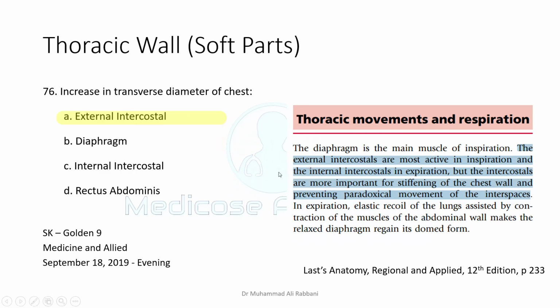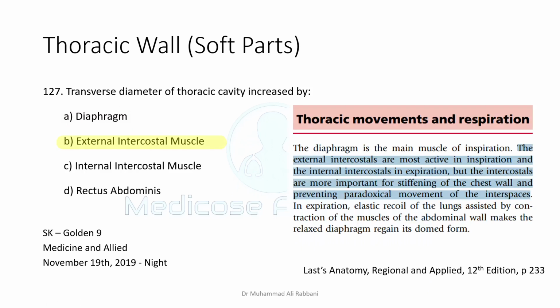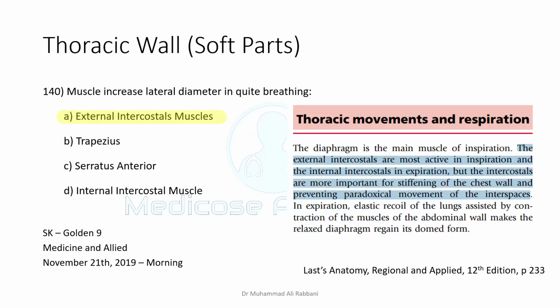And the other thing you need to remember is that the transverse diameter increases due to the bucket handle movement, and the anteroposterior diameter increases due to the pump handle movement. We are here discussing the quiet muscles of inspiration. If we go for forceful inspiration, accessory muscles get involved. I'm not going into that detail right now. Transverse diameter of the thoracic cavity is increased by, exact same question, external intercostal muscle. And repeating it again: which muscle increases the lateral diameter? That's the same meaning, transverse diameter, lateral diameter. So that's external intercostal muscles.